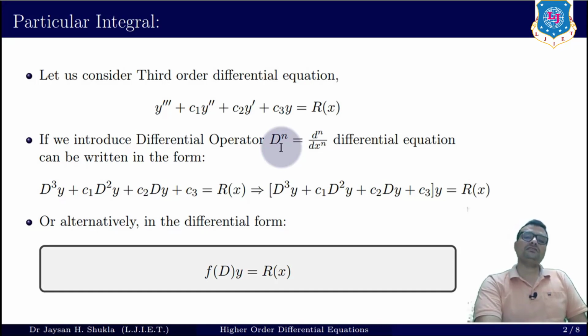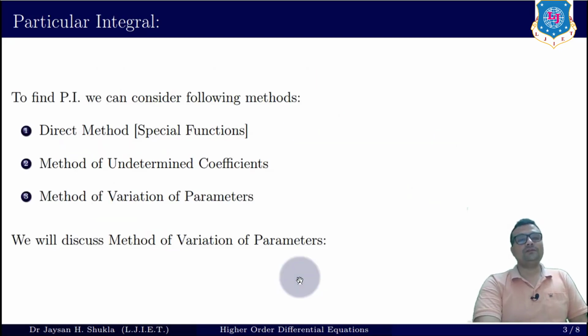If we assume this operator format of equation, then it will give us D cube y plus c1 D square y plus c2 Dy plus c3 y equal to r(x), that in operator form will be f(D)y equal to r(x). I hope this part is clear now that how to convert equation into operator form for third order differential equation also. Let us go for the technique which I want to discuss today, that is the particular integral using method of variation of parameter.